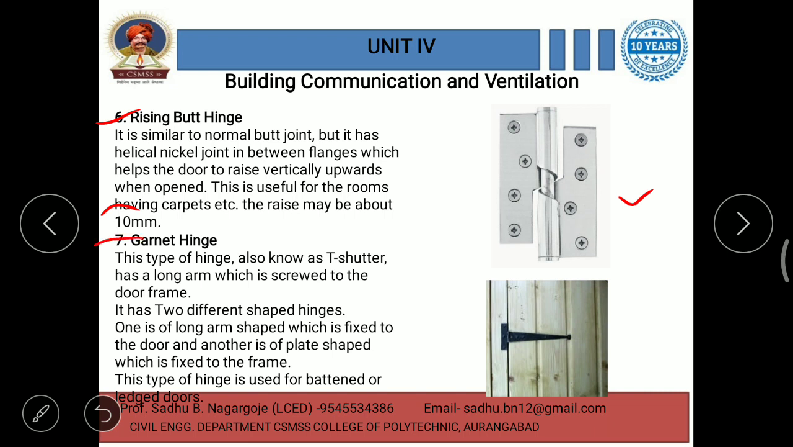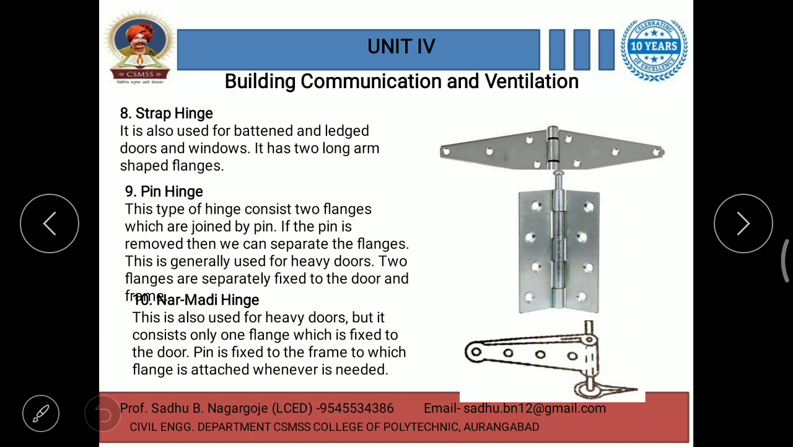Then the garnet hinge. This type of hinge is also known as a T-shutter, you can see here. The T-shutter has a long arm which is screwed to the door frame. It has two differently shaped hinges. One is of long arm shape, which is fixed to the door, and another is of plate shape, which is fixed to the frame. This type of hinge is used for batten or ledged doors. Then the strap hinge. It is also used for batten and ledged doors and windows. It has two arm shaped flanges like this.